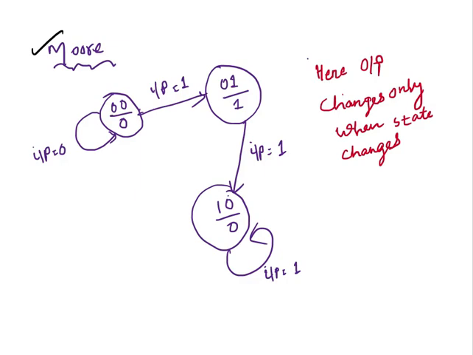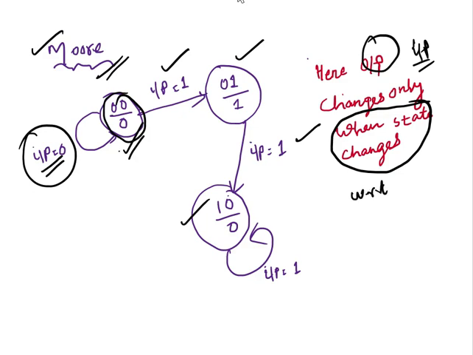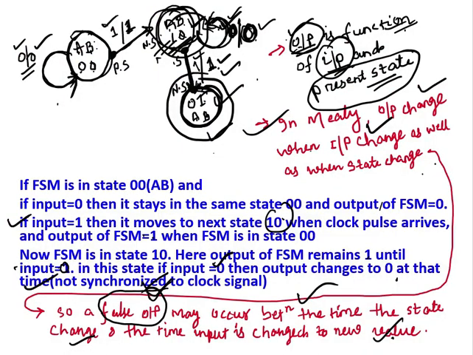See, in Moore, there is no output here on the input. Output changes only when the state changes. The output doesn't depend on the input here. This is another advantage of the Moore machine. Input changes, then it moves to the next state, and the next state is this one itself. So here it always works with respect to the clock, that means it is synchronized with the clock. So it is not going to generate a false output like the Mealy machine did here.